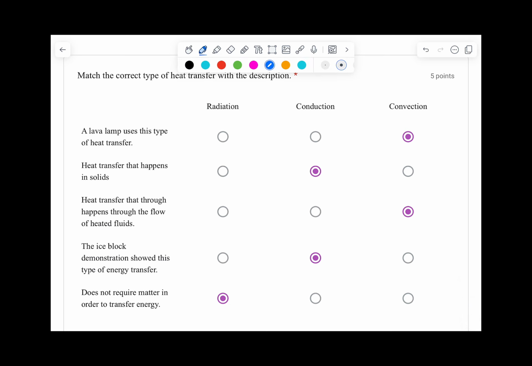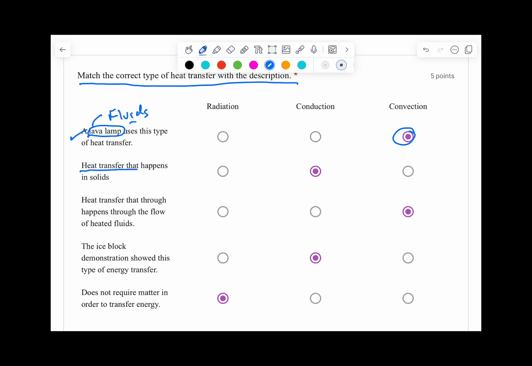So again, we're on this question right here. Match the correct type of heat transfer with the description. A lava lamp, that's the one we're on right now, uses this type of heat transfer. Well, you have to think about what's in a lava lamp. A lava lamp is different types of fluids. So as a result of that, because we're dealing with fluids, we are dealing with convection.